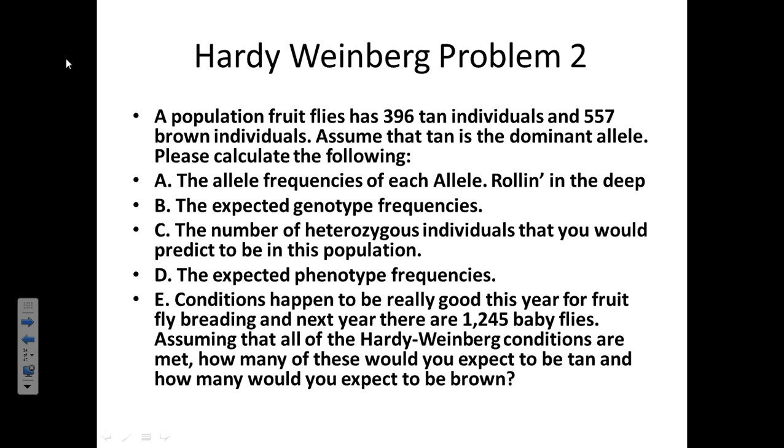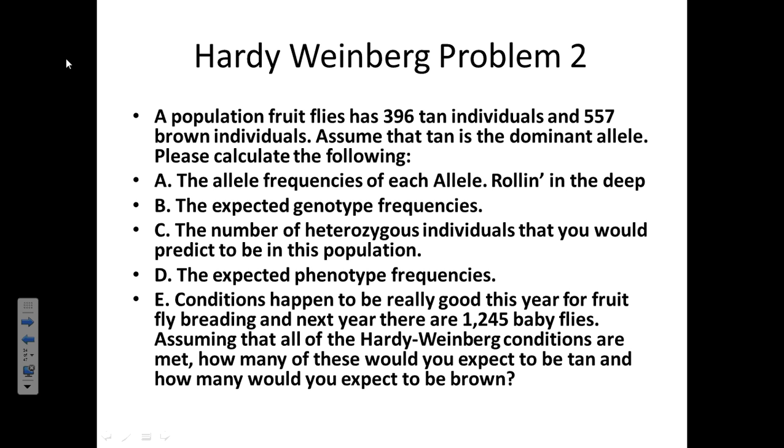All right, so let's look at this one. A population of fruit flies has 396 tan individuals and 557 brown individuals. Assume that tan is the dominant allele. Calculate the following: the allele frequencies of each allele, dominant and recessive. So we have 396 tan individuals and 557 brown ones. Tan is dominant.